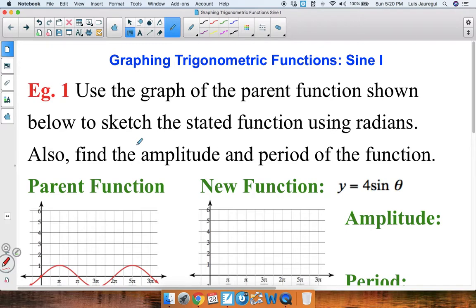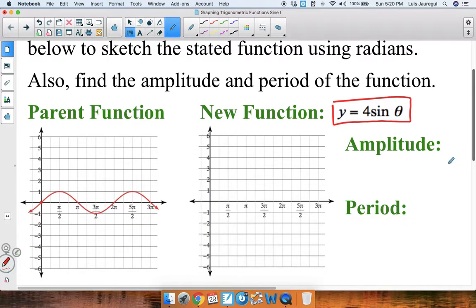Sine part 1. Use a graph of the parent function shown below to sketch the stated function using radians. Also find the amplitude and the period of the function. The function we want to graph is y equals 4 times sine of theta. However, in order for us to do that, let's analyze some key characteristics of the parent function, which in this case happens to be y equals sine of theta.